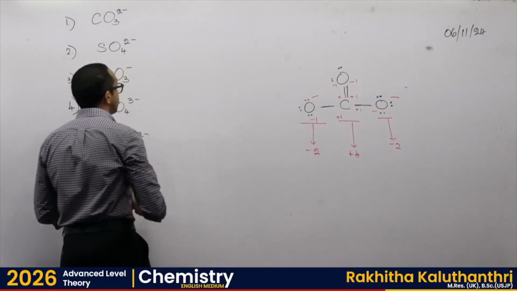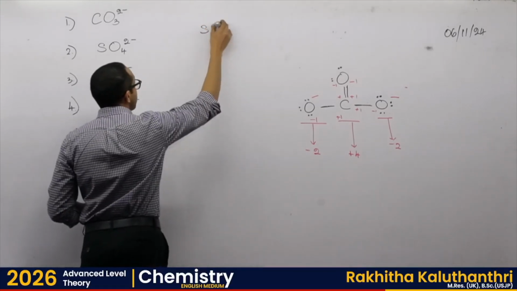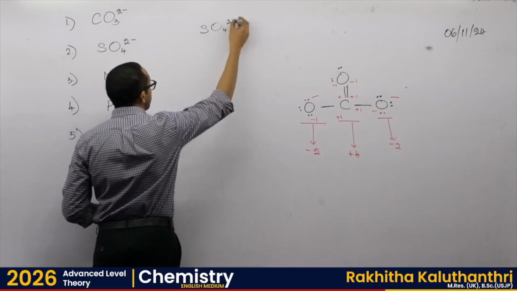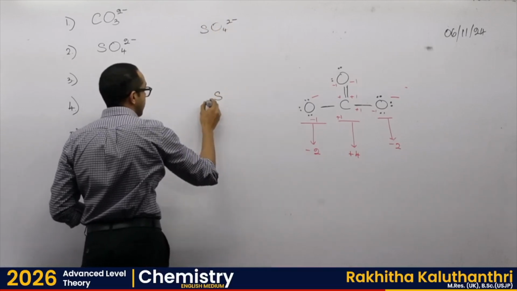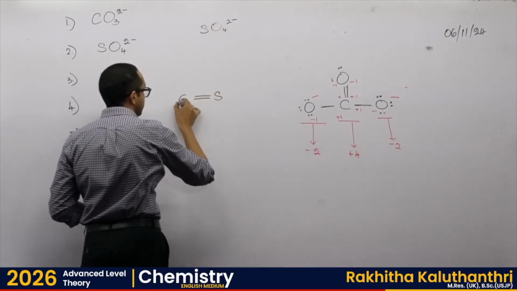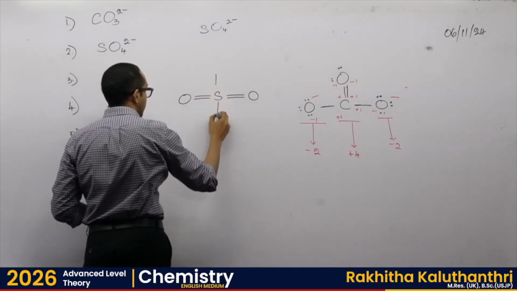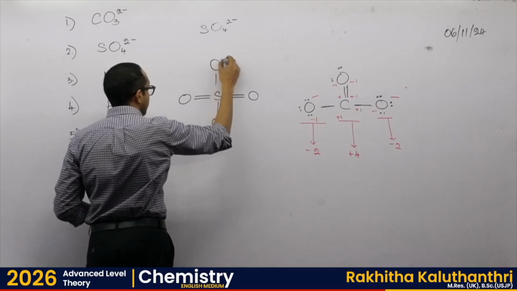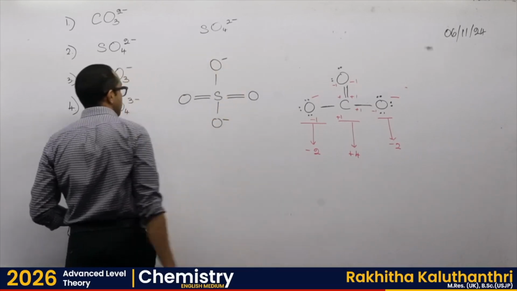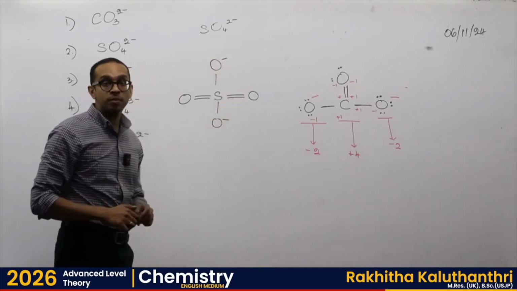Then we have sulfate. Very simple. SO4 2-. We have drawn this, right? We have sulfur here. We have oxygen-sulfur double bonds like this, and then we have, right, negatively charged oxygen atoms here as well.